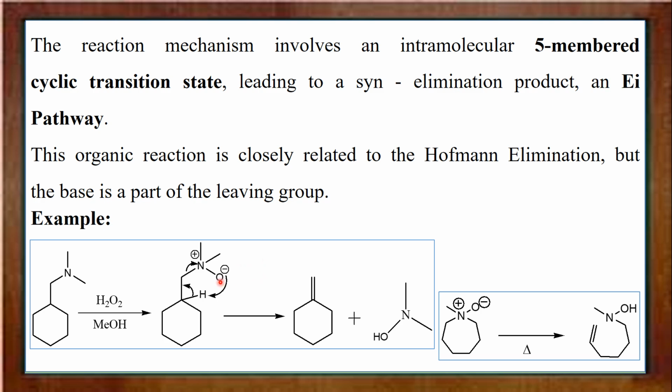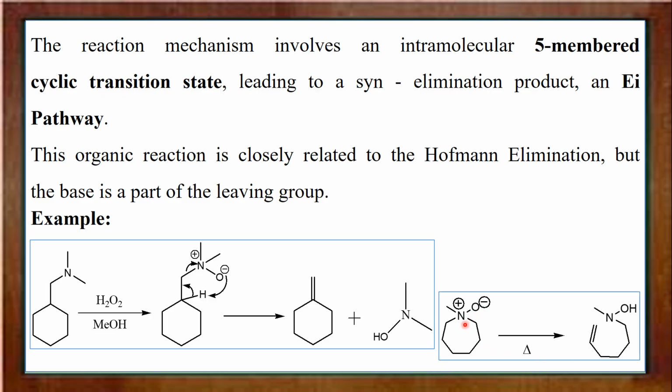The base is the O minus that is present in the molecule itself. So the base is part of the leaving group itself. So the base is this O minus, present in the leaving group itself. So Cope elimination is the conversion of an amine to an amine oxide, an N-oxide. This on heating generates an alkene and hydroxylamine. Here is one more example I have given for Cope elimination.